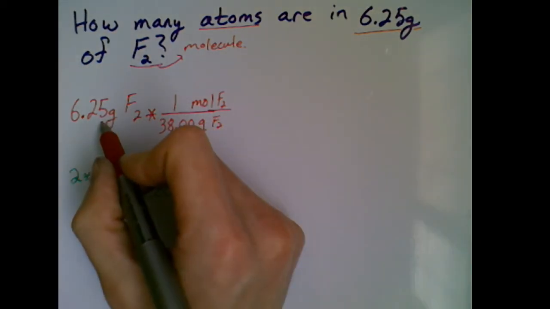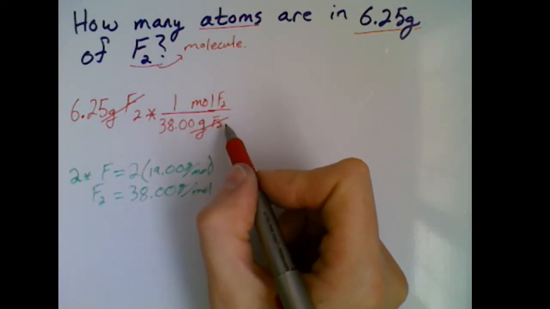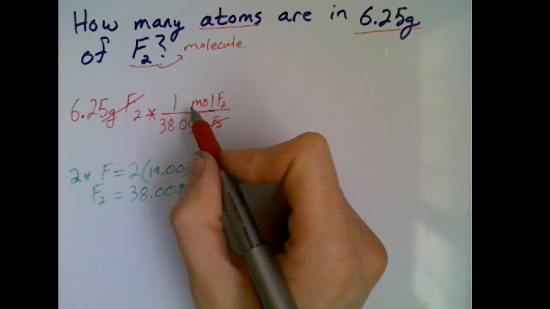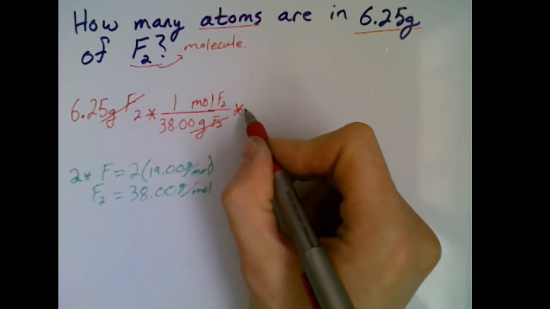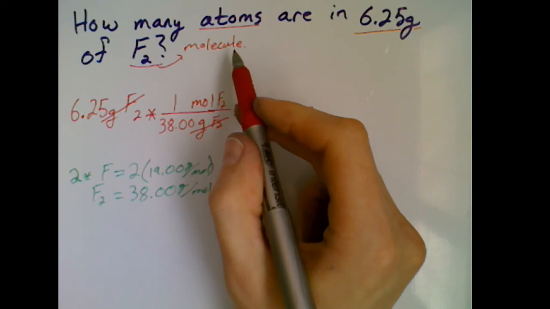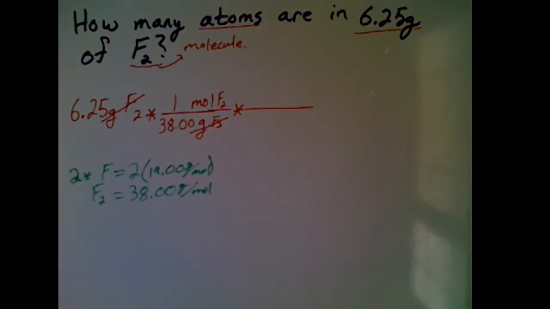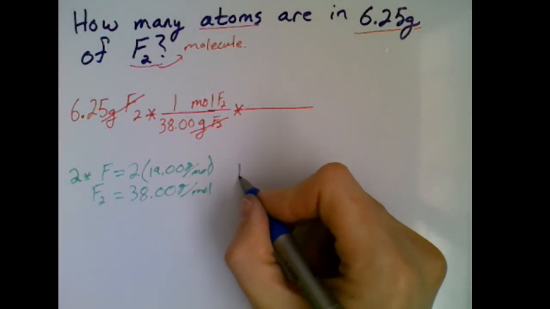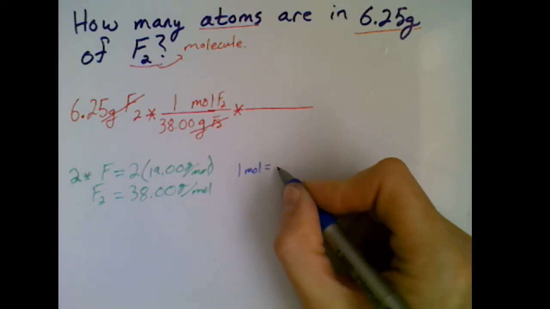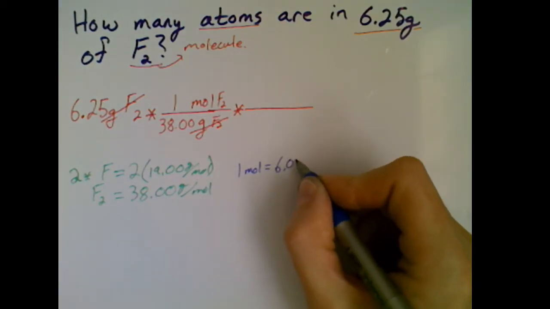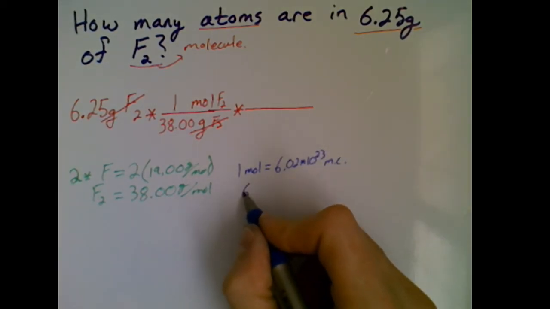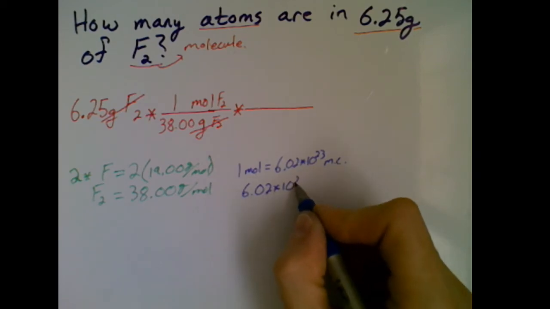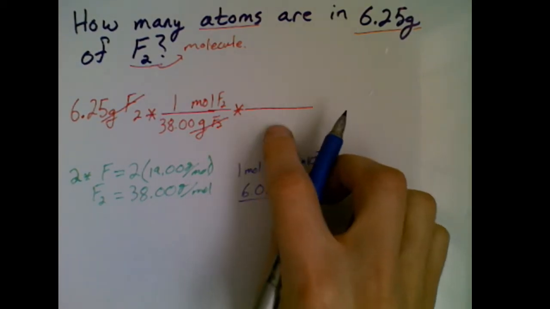So what does that do? Well, grams of F2 divided by grams of F2 goes away. And now I have moles of F2. So if I have moles of F2, what can I convert this into next? Well, because it's a molecule, I can't go straight into atoms. But what I could do is go from moles into molecules, because 1 mole will be 6.02 times 10 to the 23 molecules. So I can now set up that other ratio and use it right here.